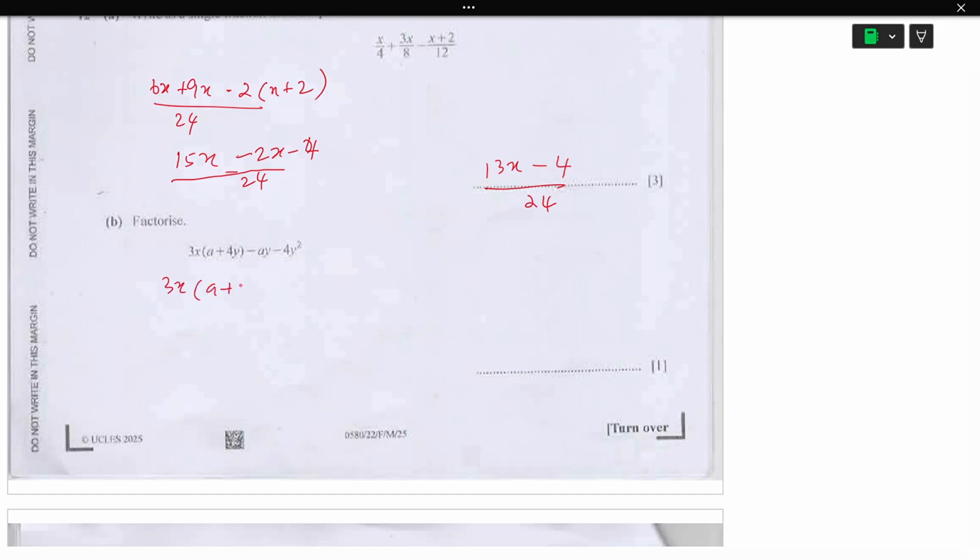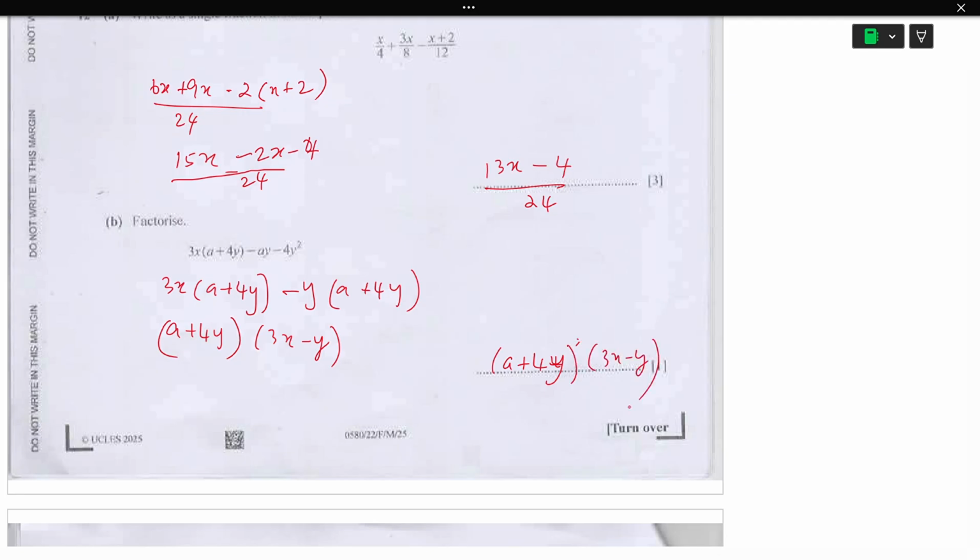3x into a plus 4y minus, here the next two terms have y common, so a plus 4y, because we took minus as common. So here both have a plus 4y common, so we'll bring a plus 4y. The rest is going to be 3x minus y. So a plus 4y, 3x minus y.